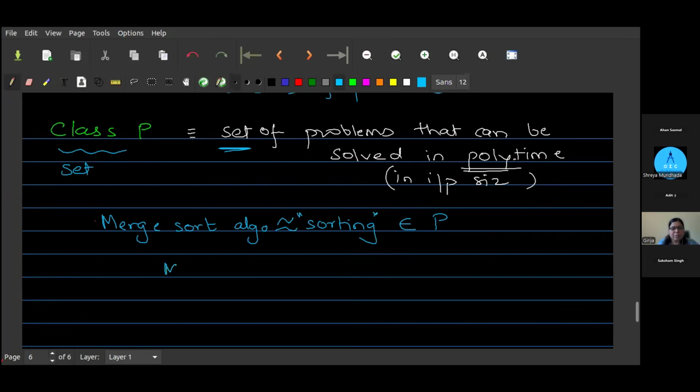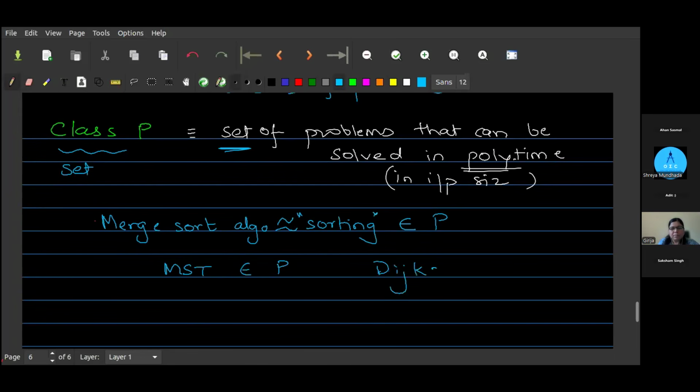Now you also know MST. I think somebody said MST, right? That is the minimum spanning tree problem. There is an algorithm for that, and that is also in P. Even if you don't remember the complexity right now, that's fine, but you can verify it later on. That is also in P.